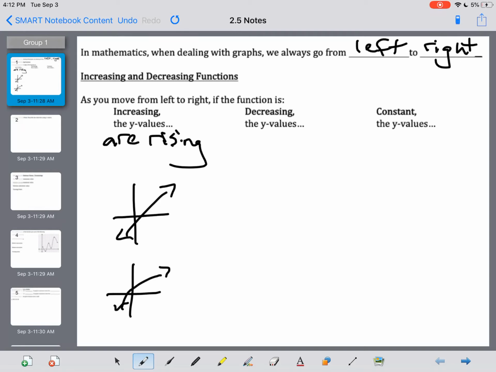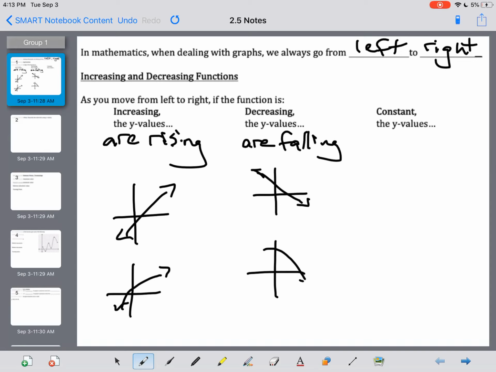If the function is decreasing, then the y values are falling. Again, lots of different possible representations. It could be linear. We could have something like this. We could have lots of other representations.